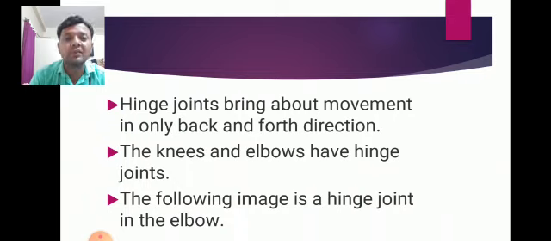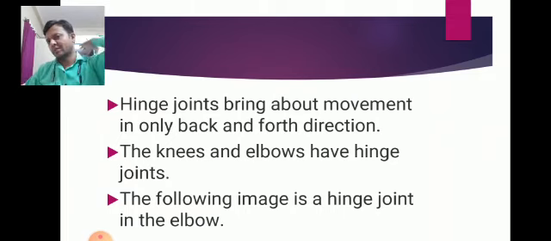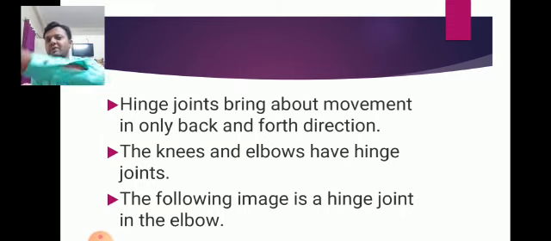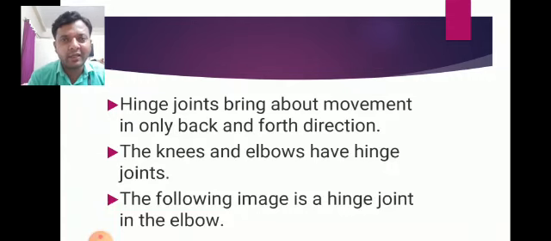Okay, hinge joints bring about movement in only back and forth direction. The very important thing for the hinge joint is it only brings about movement in back and forth direction. Back means you know all. Okay, this is the back. So in your back and forth direction it brings the movement. The knees and elbows have hinge joints. Knees and elbows. Okay, see, I can bend my elbows in this way. So which joint is fitted in my elbow? Hinge joint. In the same way, we can open the door, we can close the door, right?